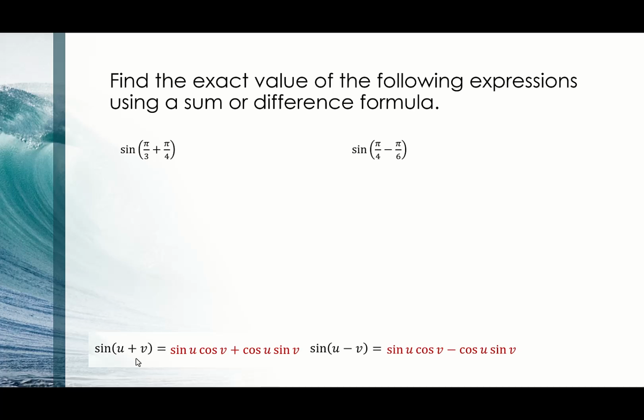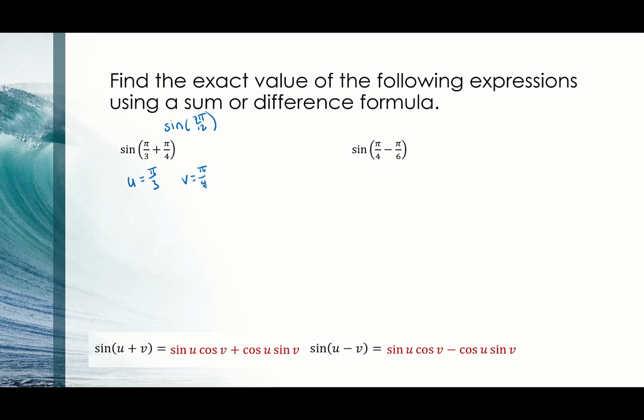So in our first example, we have sine of pi over 3 plus pi over 4. And if you actually added those together, that would be sine of 7 pi over 12, which is not one that we necessarily know. But if we break 7 pi over 12 up into pi over 3 plus pi over 4, this is something that we can actually evaluate. In this first example, we have the sum formula for sine, and we're going to assign u as pi over 3, and v as pi over 4.